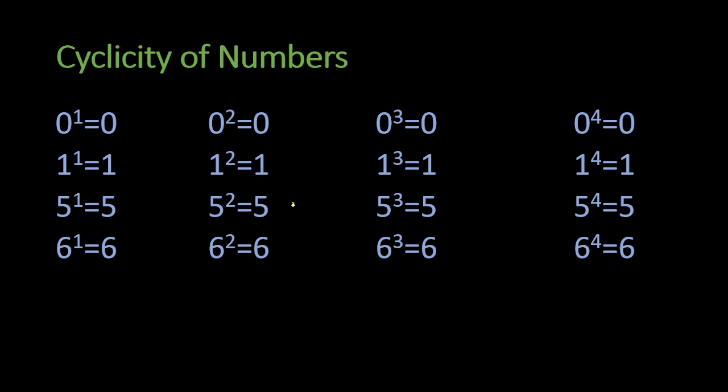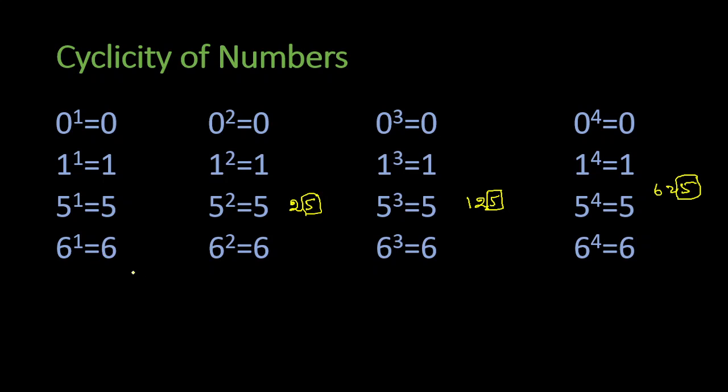So 25 means we will take the unit digit as 5 alone. Now 5 to the power of 3 is 125. So the unit digit is again 5. And 5 to the power of 4 is actually 625. So the unit digit is 5.